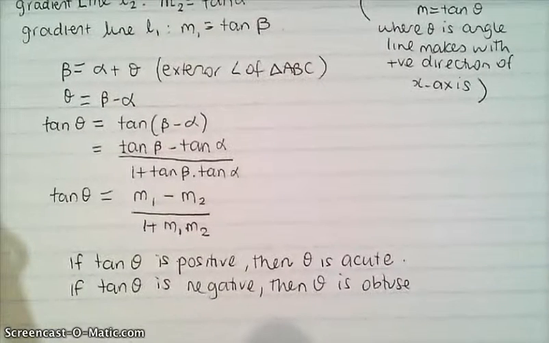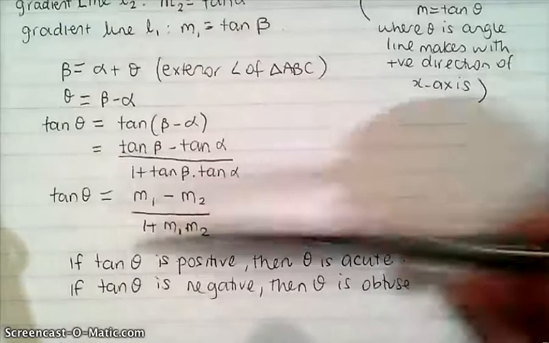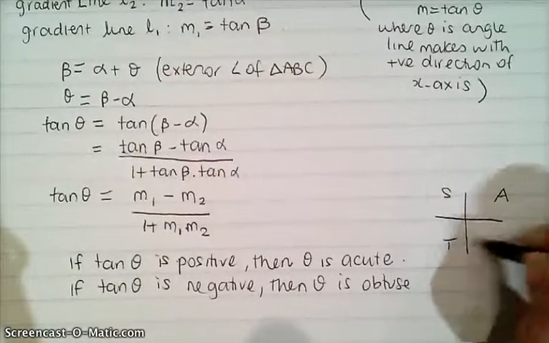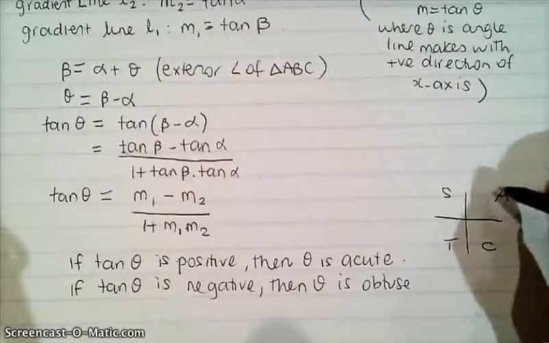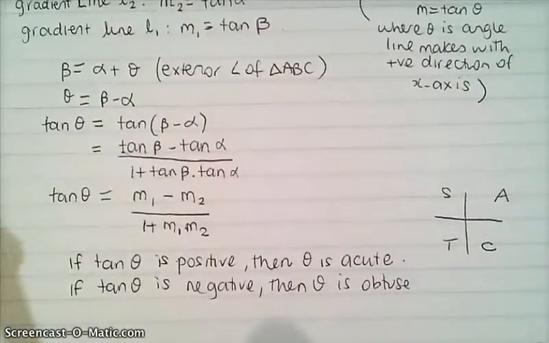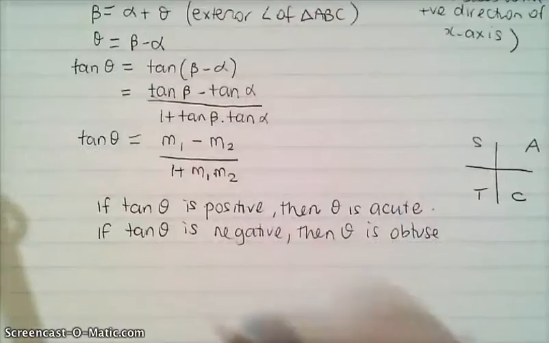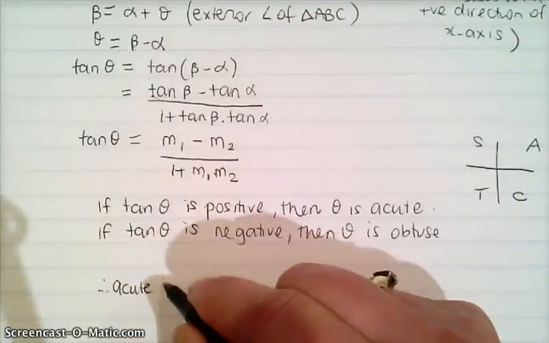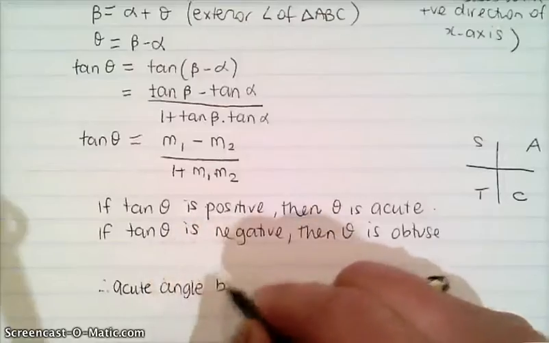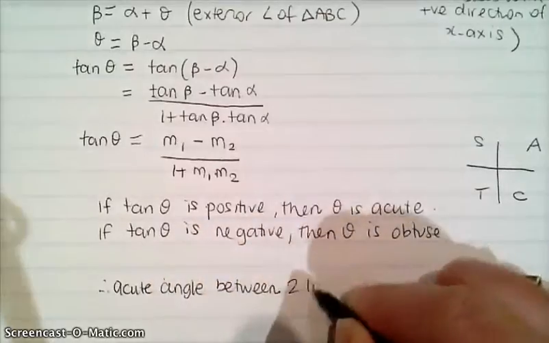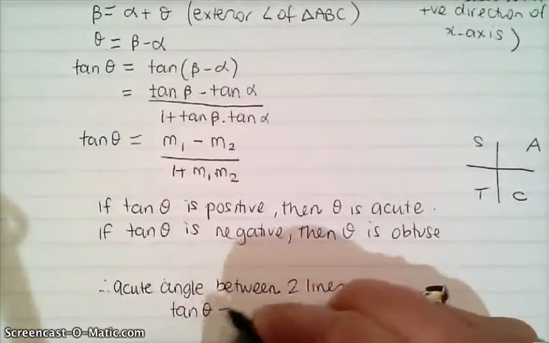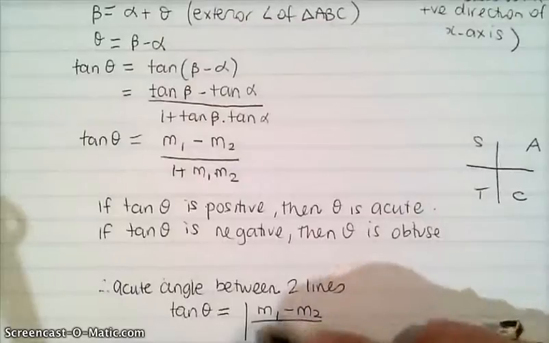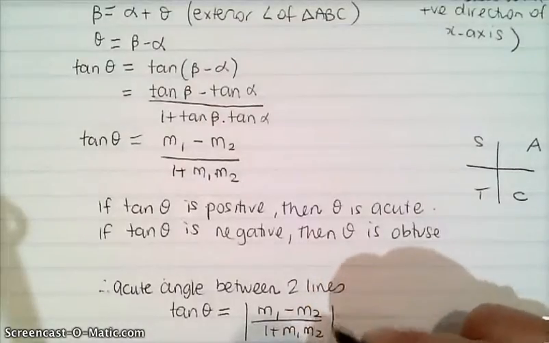So again, if tan theta is positive, then theta will be acute, and if tan theta is negative, then theta is obtuse, and that's got to do with all stations to central, because tan is positive in quadrant 1, but tan is negative in quadrant 2. And so therefore, if you want the acute angle, so for the acute angle between two lines, we will need to take the absolute value. So we go tan theta is the absolute value of m1 minus m2 over 1 plus m1 times m2, absolute value sign.